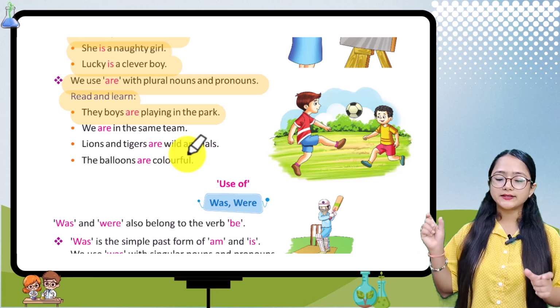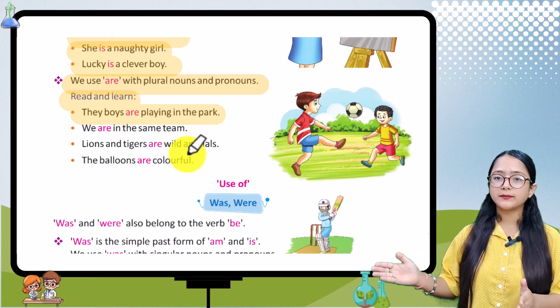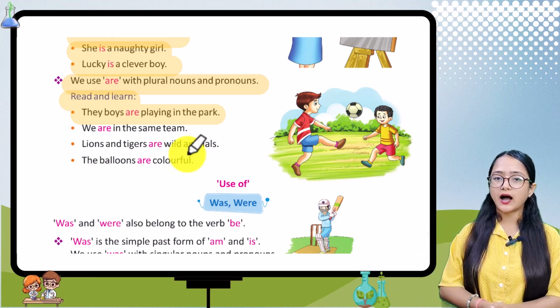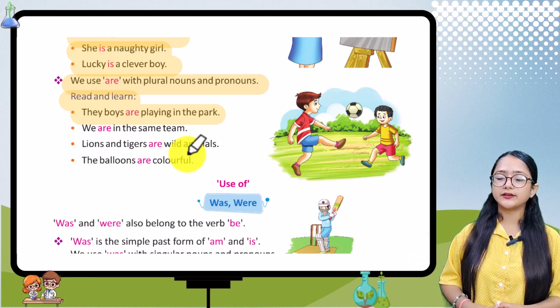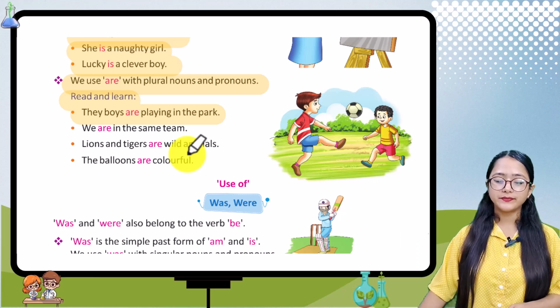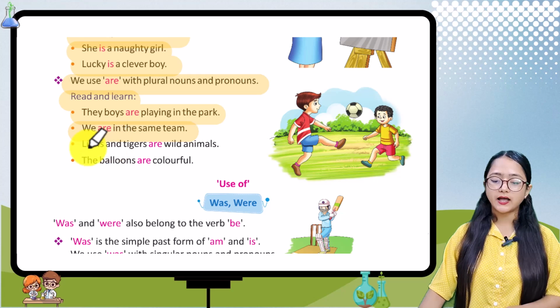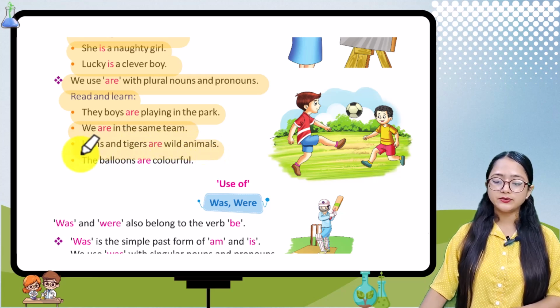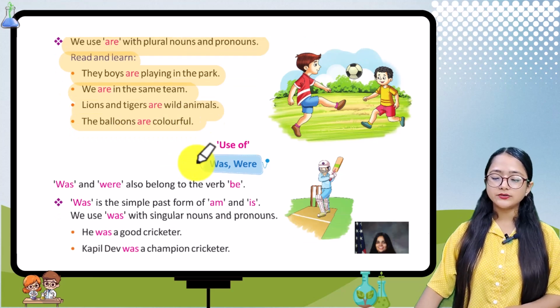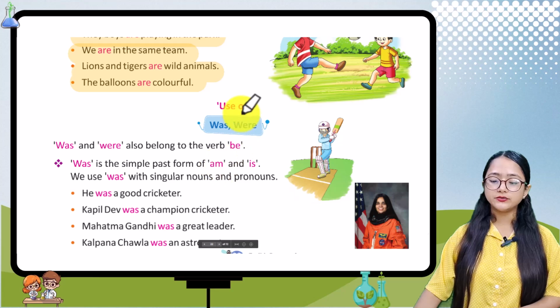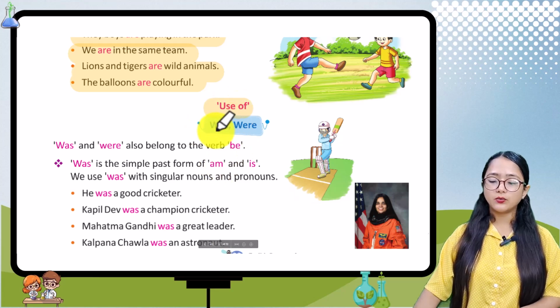So in the sentence, the boys are playing in the park, are is the helping verb. Okay, it comes under the category of the helping verb. Next one, we are in the same team. Next, lions and tigers are wild animals. Next, the balloons are colorful. Now students, let's talk about the use of was, were.